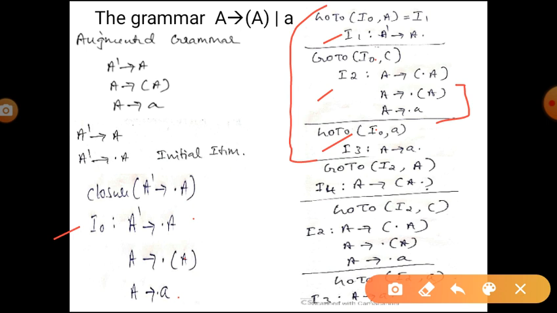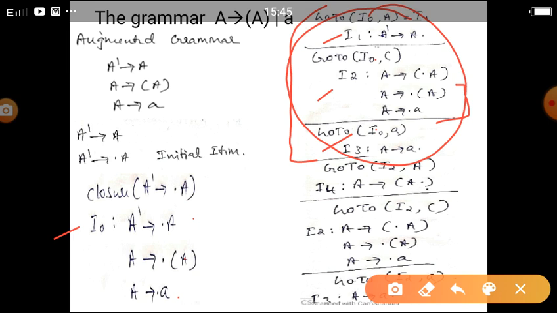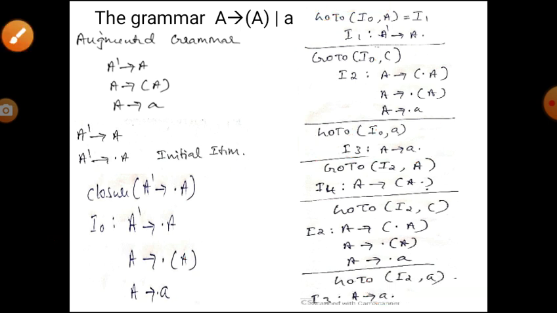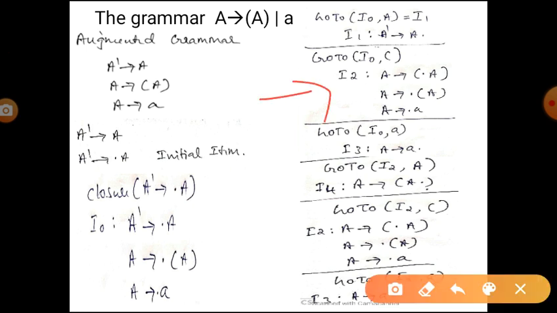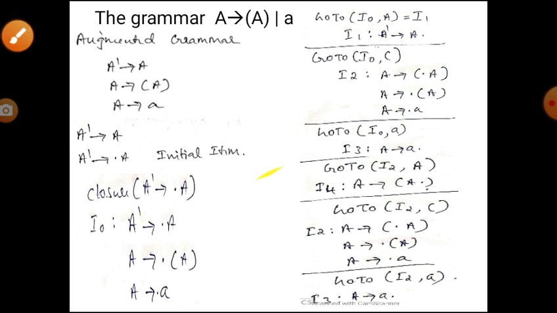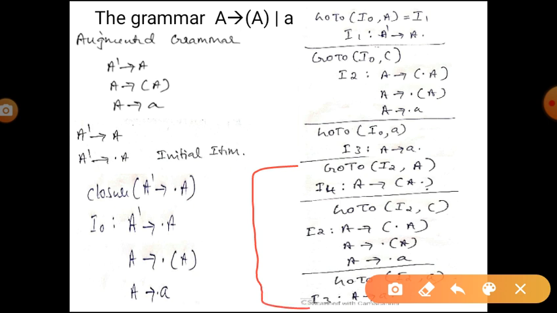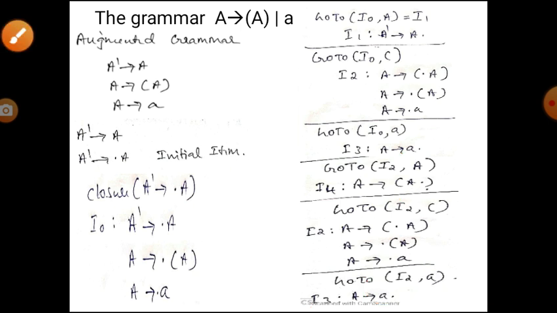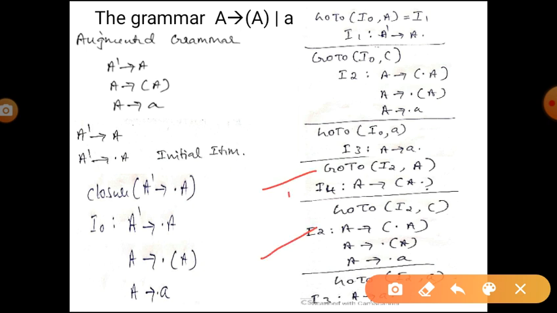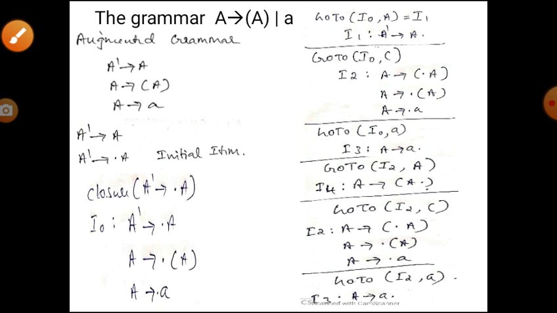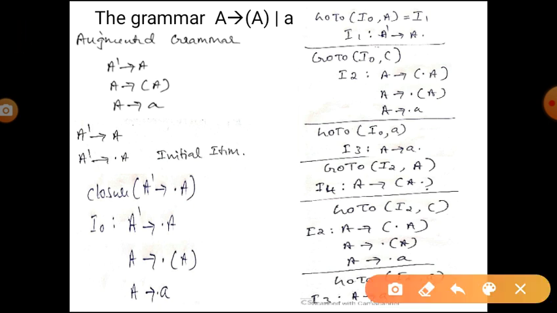Then, in the new set that we have obtained, I1, can you get any more item sets by applying goto? You can't apply goto on I1, because in I1 we have an item where the dot is at the end. Next, can you apply goto on I2? Yes, you can, because goto means move the dot. So that is what we have here: goto applied on I2. Same explanation. And the new derived set is I4.